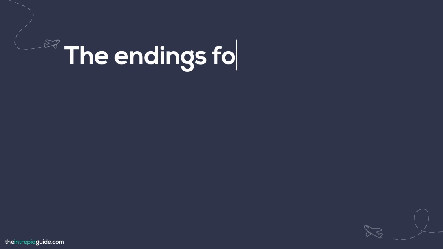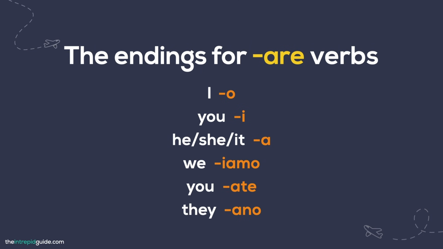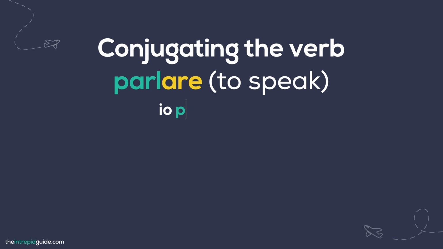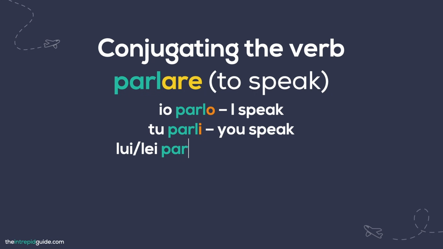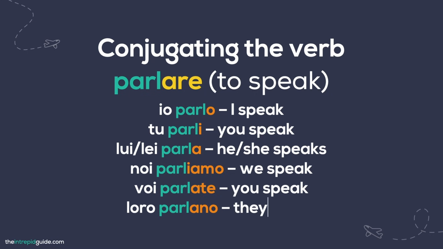So verbs ending in ARE will have the endings o, i, a, iamo, ate, and ano. With these endings, you can now conjugate the verb parlare, which means to speak, and this is a verb that you'll use a lot. So, io parlo, tu parli, lui, lei parla, noi parliamo, voi parlate, loro parlano.